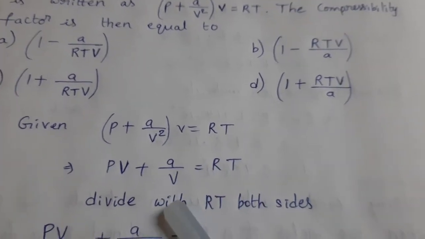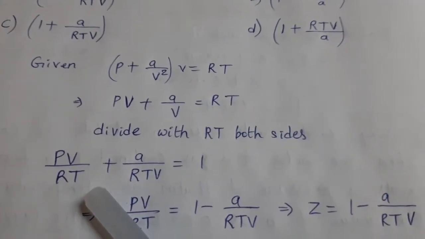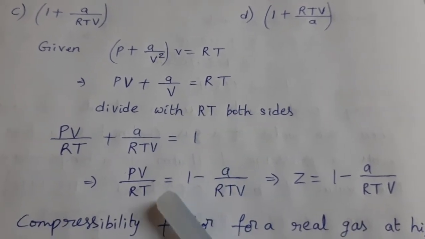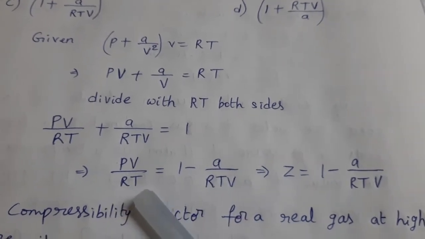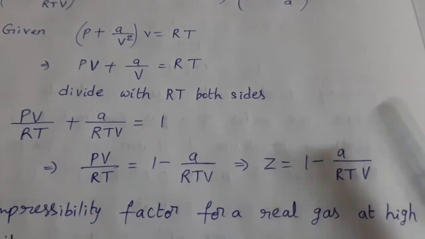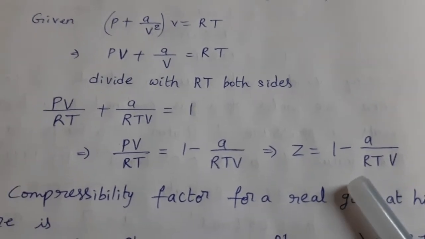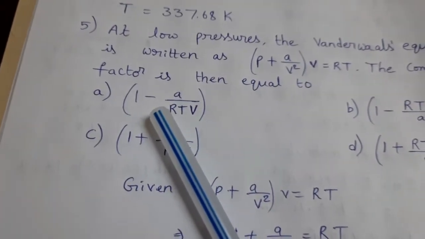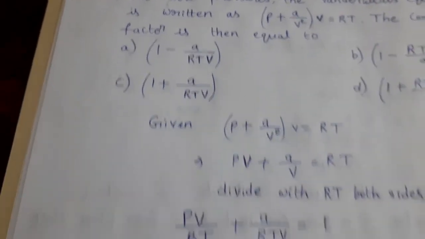Now divide with RT both sides, then we can get PV by RT plus a by RTV equal to 1. From this PV by RT equal to 1 minus a by RTV. PV by RT is nothing but Z. So compressibility factor Z equal to 1 minus a by RTV. So what is the option? Option A is the answer. So compressibility factor at low pressure is 1 minus a by RTV.